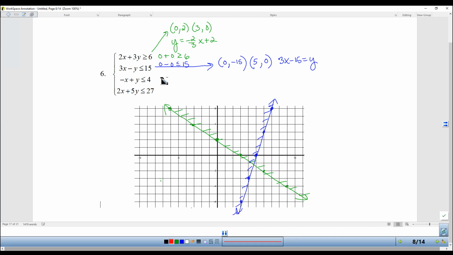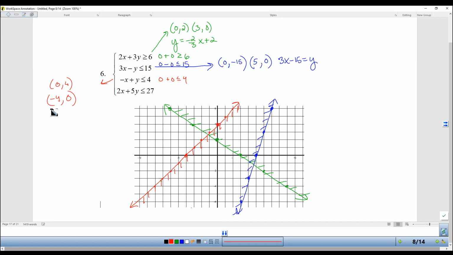Next one. This one's another good choice for my intercept method. If x is 0, y is 4. And if y is 0, x is negative 4. So let's go ahead and plot those. And then negative 4, 0. And it has a slope of 1 I can see. So everything's solid lines, which is nice. I'm going to test my 0, 0. 0 plus 0 is less than 4, so I want 0, 0 to end up being shaded, so I go under this line.